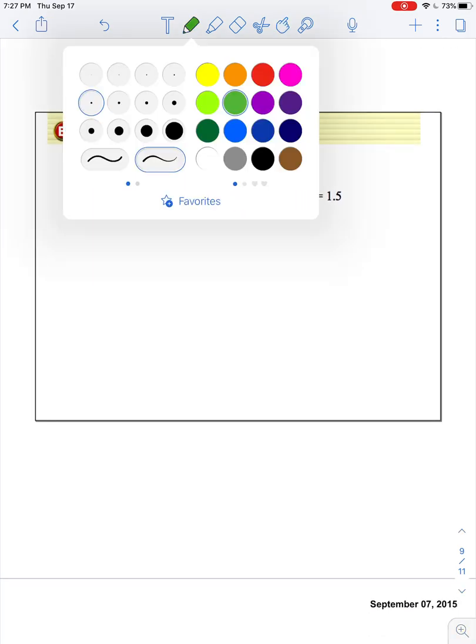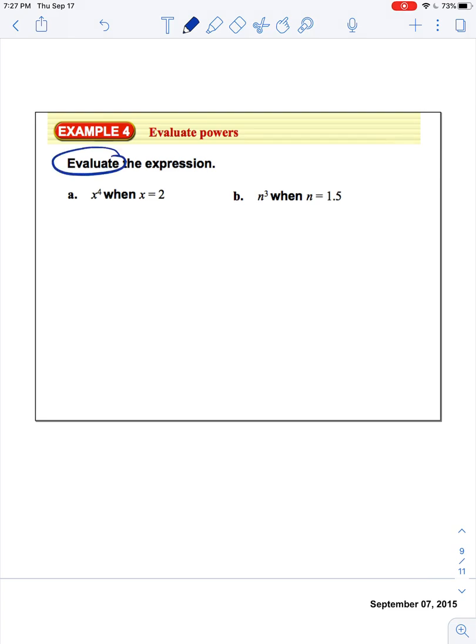Here's that word, evaluate. We're going to evaluate, finding a number answer. So we always want to be looking for a number answer when it's an evaluate problem.